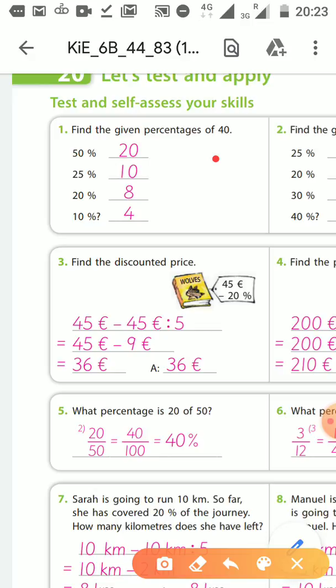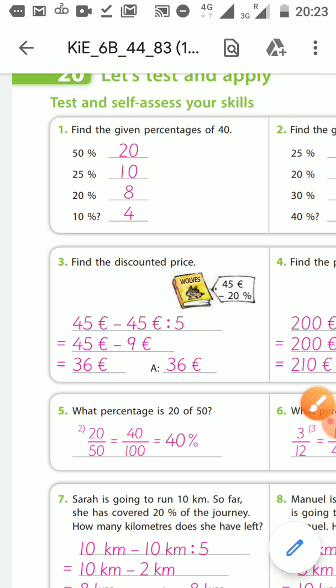So you should know by now what percentages are and what you do to numbers to make them work. So 50%, you divide it by 2 to get 20. For 25%, you divide it by 4 to get 10. For 20%, you divide it by 5 to get 8. And 10%, you divide it by 10 to get 4. Just remember again, you're working out how many of that number you can fit in 100. So you can fit two 50s in 100, so you divide by 2, four 25s into 100, so divide by 4, etc.